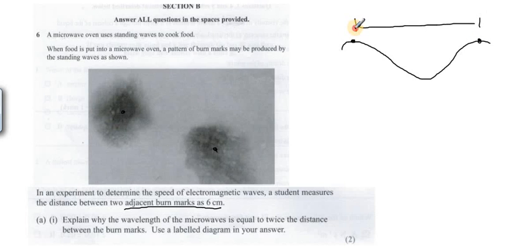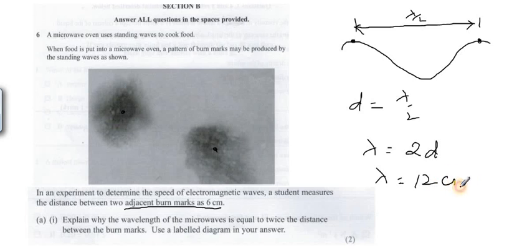Okay, so explain why the wavelength of the microwave is equal to twice the distance between the burn marks. They are saying that the student measures the distance between two adjacent burn marks as 6 centimeters. So if you take this and this as burn marks, that means these are maxima. So this is one antinode, this is another antinode. The distance between two antinodes, we know, is lambda by 2, and the distance measured is 6 centimeters. So you can say that d is equal to lambda by 2, and lambda is equal to twice d. So lambda is equal to 12 centimeters. So that means twice the measured distance.